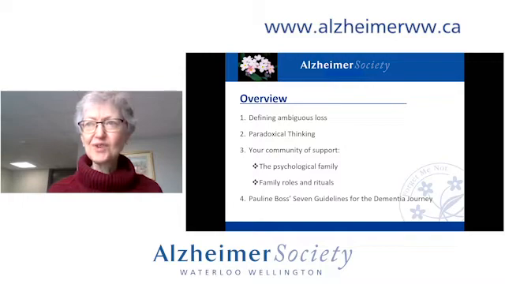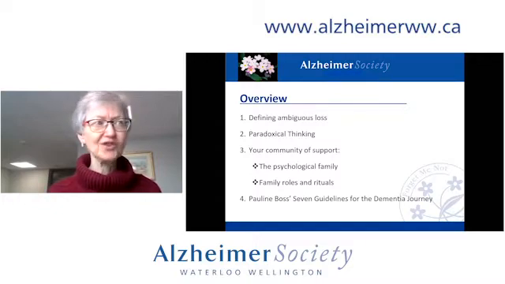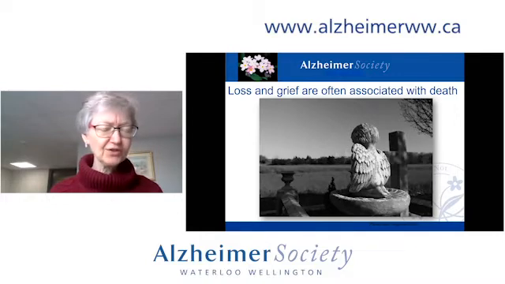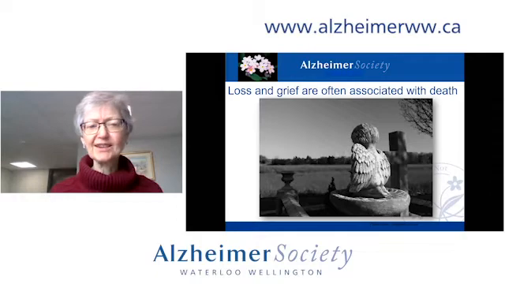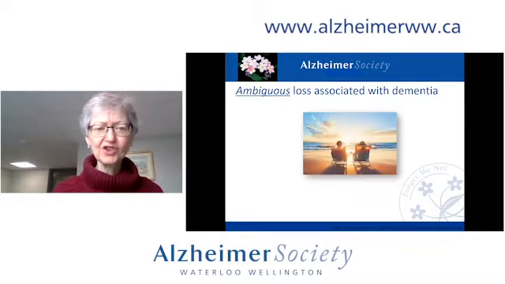And it's just a brief overview. If you want more, you can always get Pauline Boss's book. There's also a wonderful course on ambiguous loss that we teach as a support group course, multiple week course. So you can look into that at the Society as well if you're interested after today. So just want to talk a little bit about the fact that sometimes loss and grief are associated with death. And we don't always think of them immediately in other contexts, but they certainly are associated with other situations. And so ambiguous loss is definitely associated with dementia.